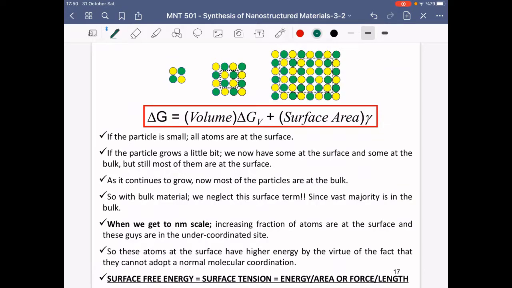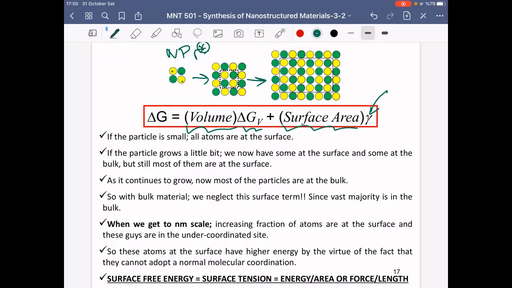Okay, this is another summary of what we're talking about here. This is a very nice summary because this is my nanoparticle with R critical, okay? And as things grow, as you see, the bulk volume is increasing. So I have a volume term, delta GV or delta G bulk, and the surface area and my surface tension here. If the particle is small, all atoms are at the surface. Look, this is small enough that all my atoms are at the surface. There is no bulk atom here.